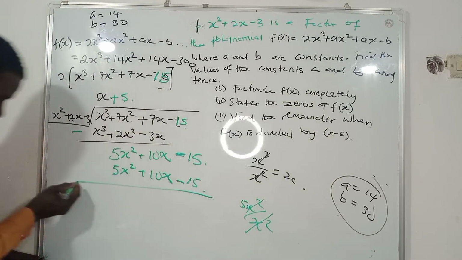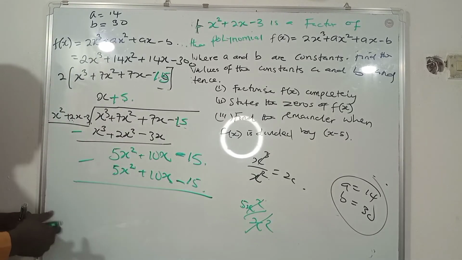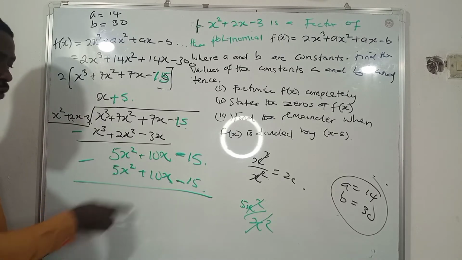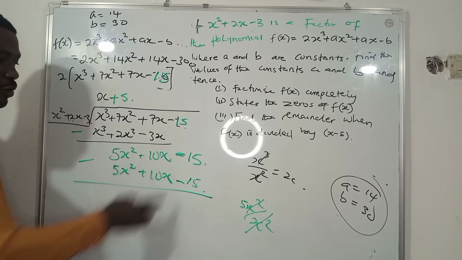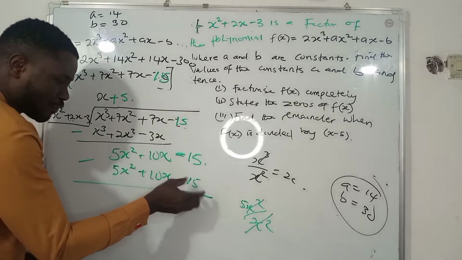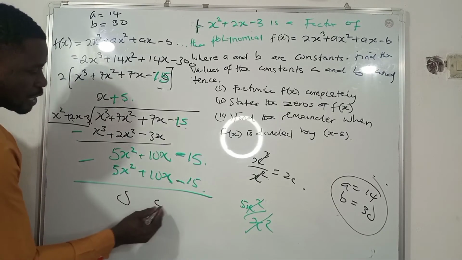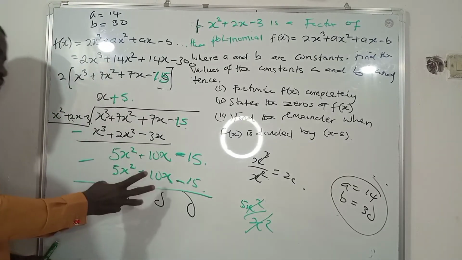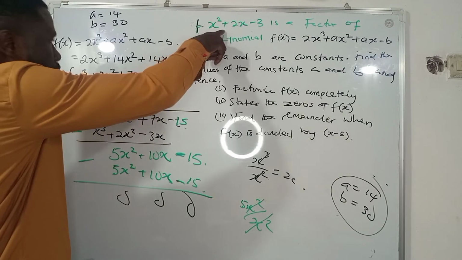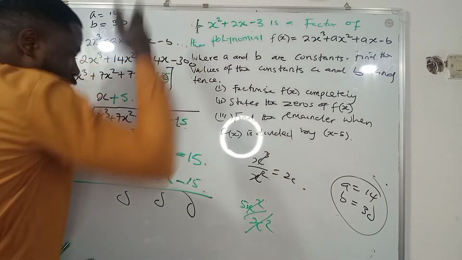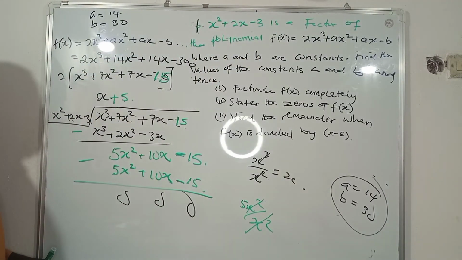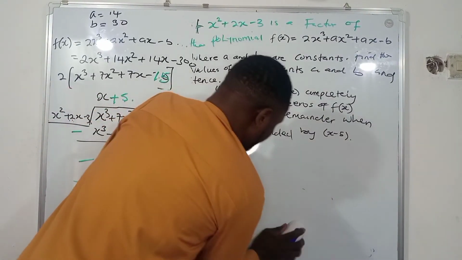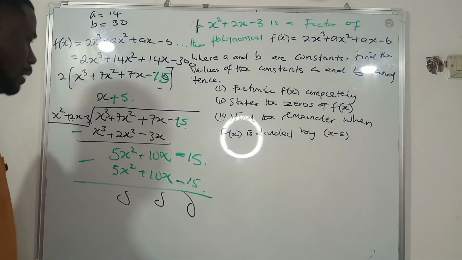And so I would do this. I introduce a minus sign again. If you introduce a minus sign, 5x squared minus 5x squared, that will be 0. 10x minus 10x, that will be 0. Minus 15 minus 15, that will be 0. So everything here will be 0. You can now see that at this point, your remainder has further confirmed that when you use this to divide this polynomial, the remainder will be 0.